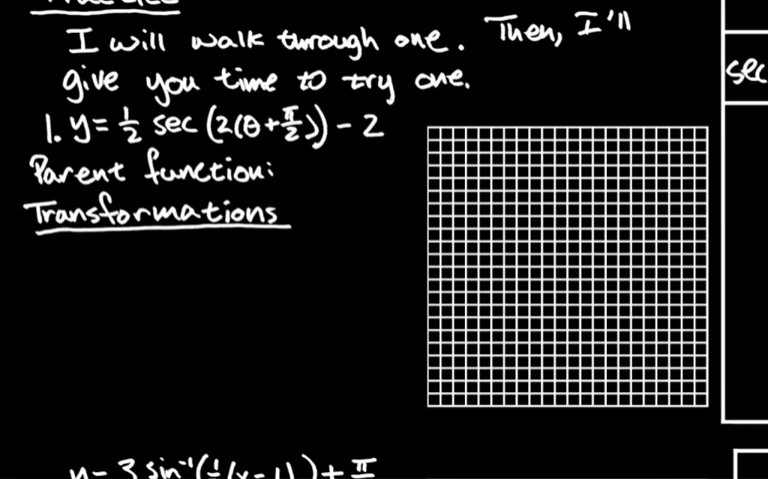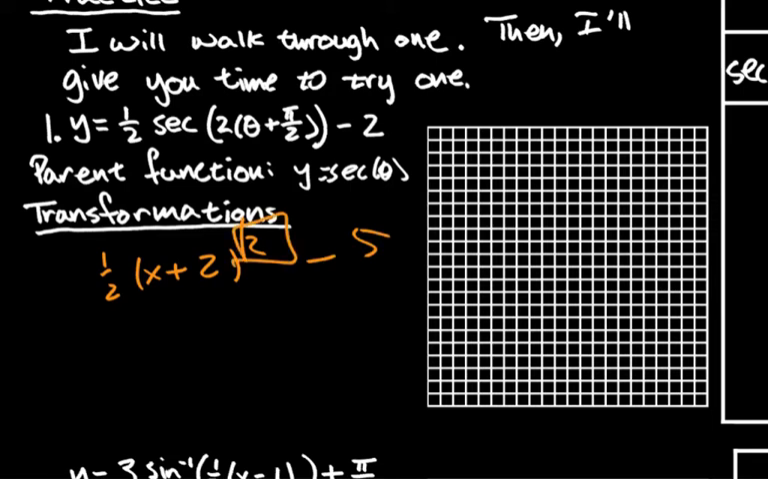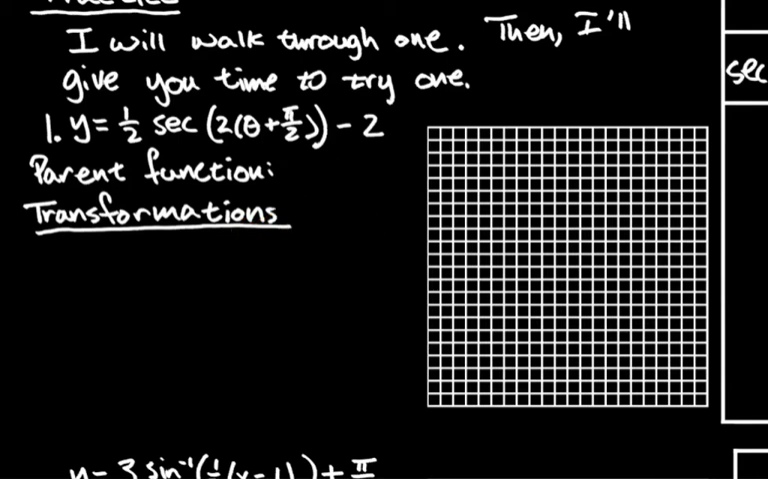Alright, so let's look at this. Parent function is y equals secant of theta. That should be fairly clear by now. If not, it's right there. Essentially, the parent function is usually pretty clear. If you had something like 1/2 times x plus 2, all squared, minus 5, the main thing that's happening is squared, right? So the parent function is just x squared. Parent function is easy and also very necessary. Whoops, I erased the parent function.